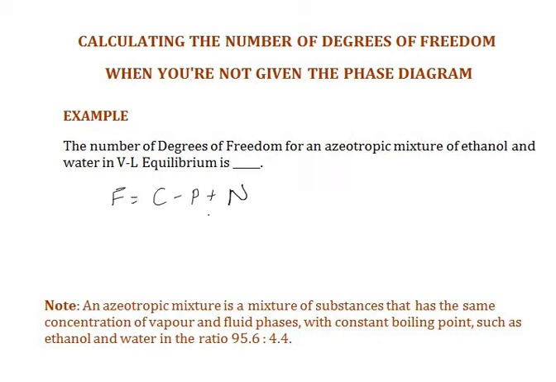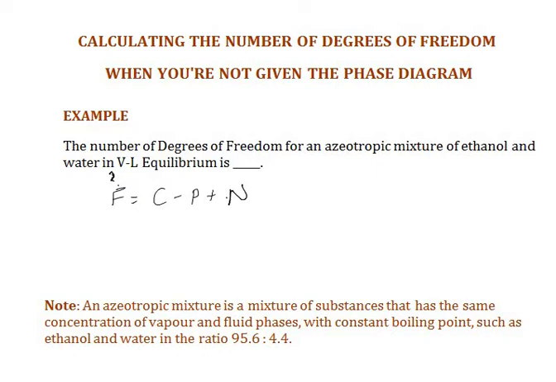Then when we consider this, we already know that our main unknown is our number of degrees of freedom. That's what we are looking for. But then we need the value of our components C, the number of phases P, and our number of independent parameters N. So in this case, we're already given some information in the question.